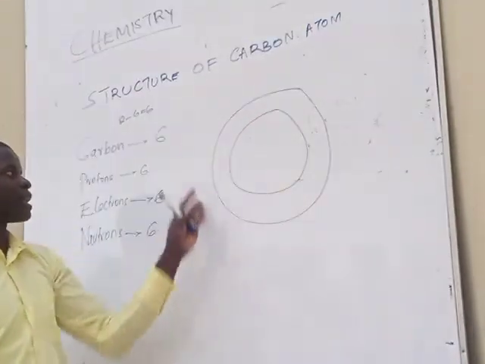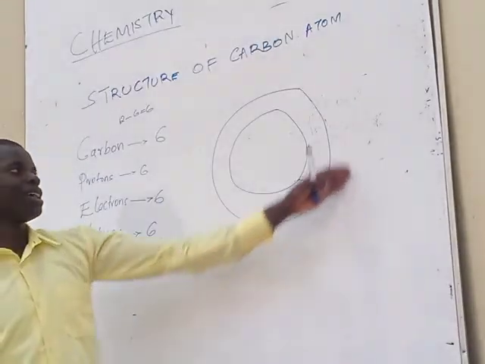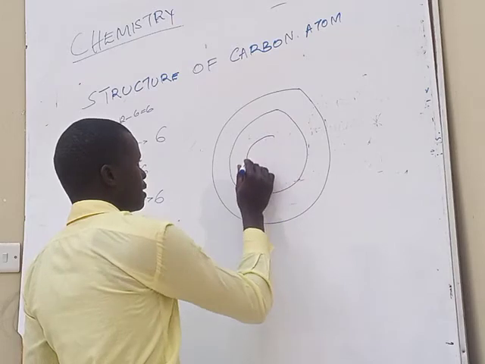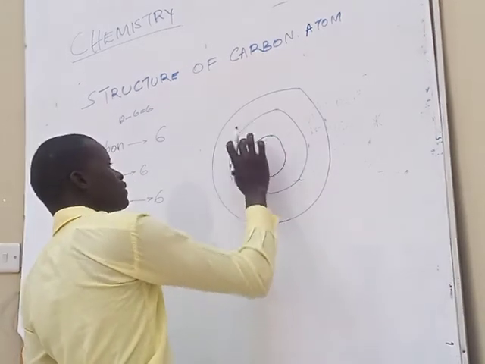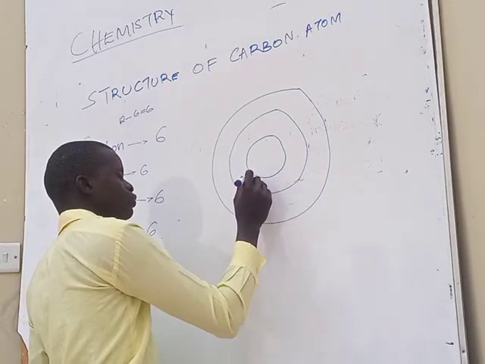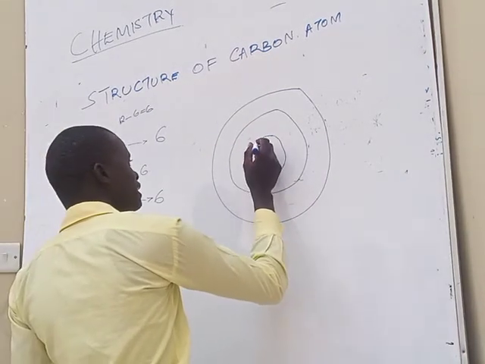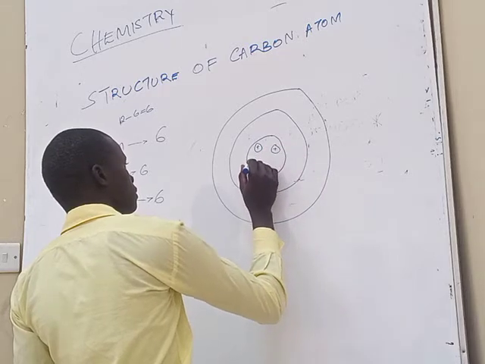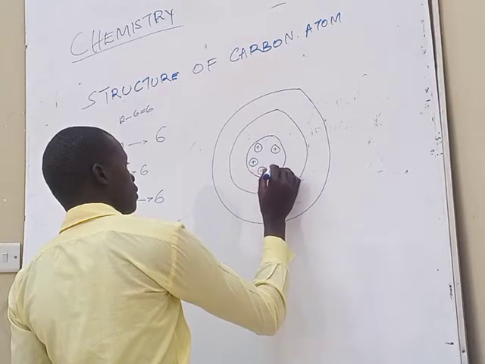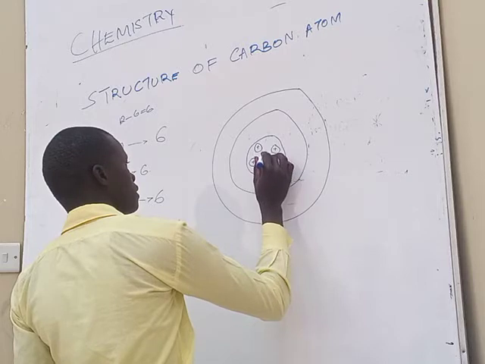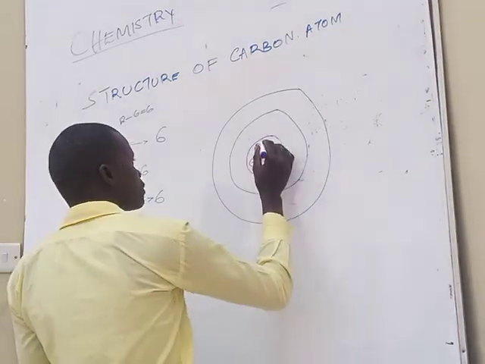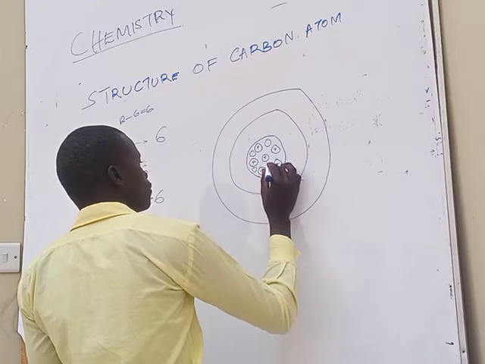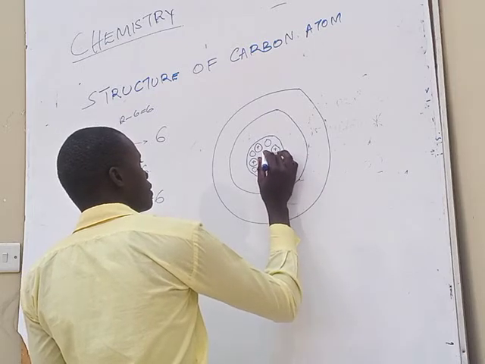But now, this is the area that is surrounding the nucleus, the fixed region surrounding the nucleus. Now, the nucleus is at the center. The region surrounding the center is what we are calling energy level or orbitals, which will be discussed later. Now, inside here, we will indicate the number of protons: 1, 2, 3, 4, 5, 6. Then we indicate the number of neutrons: 1, 2, 3, 4, 5, and 6.